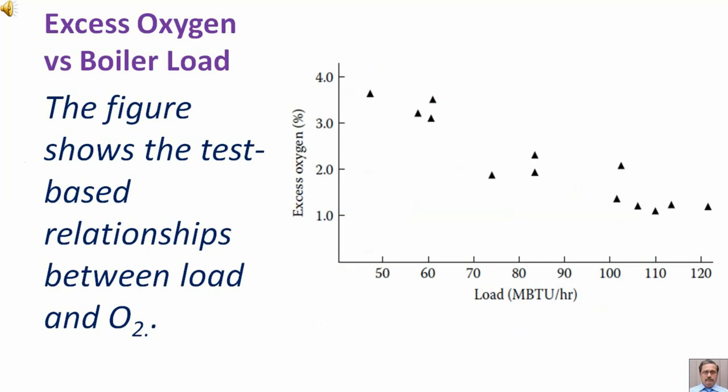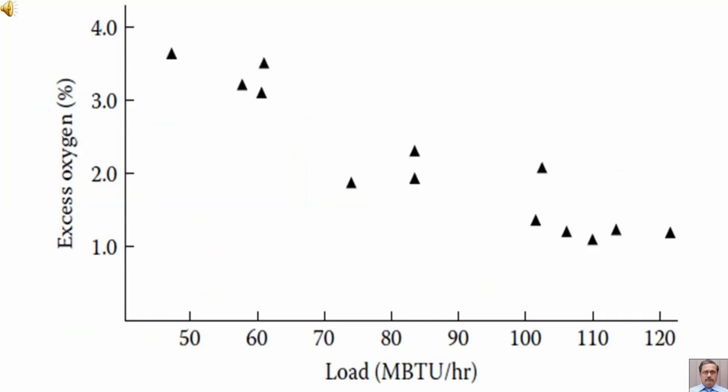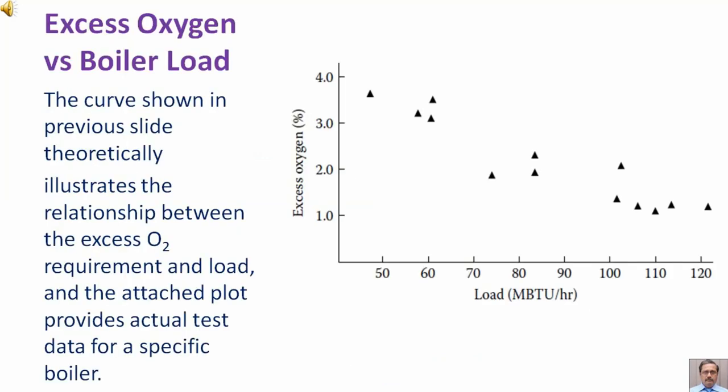The figure shows the test-based relationships between load and oxygen. The same diagram as shown in the previous slide, but a little bigger in size for your reference. The curve shown in the previous slide theoretically illustrates the relationship between the excess oxygen requirement and load, and the attached plot provides actual test data for a specific boiler.